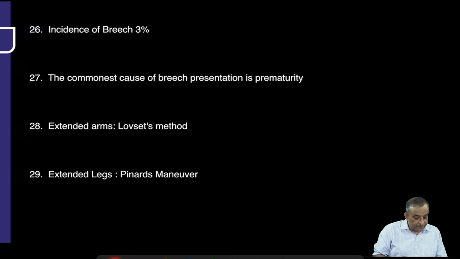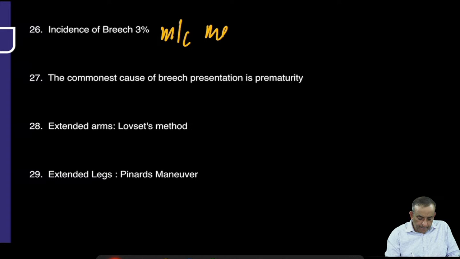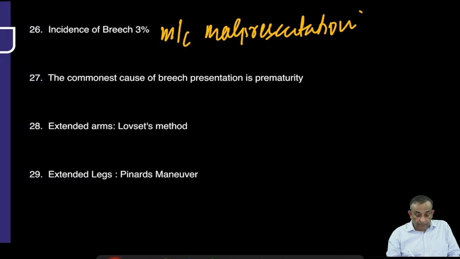Moving ahead. So, what about the incidence of breech? Breech is 3% at term. The most common presentation is cephalic. The most common malpresentation is breech. Now, another one, a rare malpresentation: the rare malpresentation is shoulder presentation.